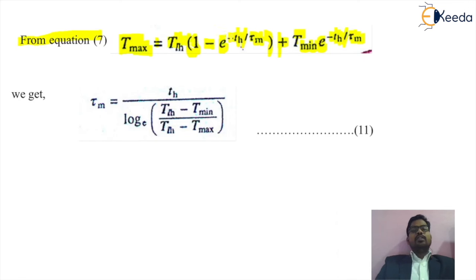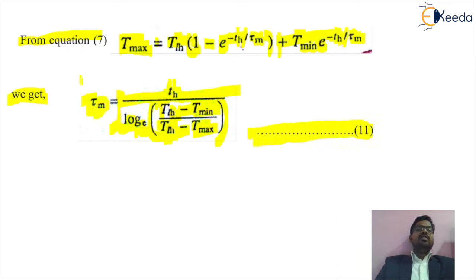From that equation number 7, we will get the value of tau, that is the motor time constant: tau is equal to TH, the time required for the high load, divided by log to the base e in bracket TLH minus T minimum divided by TLH minus T maximum. So this will be treated as equation number 11, and from that equation we are getting the value of the motor time constant, tau.